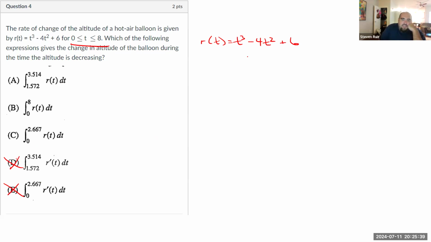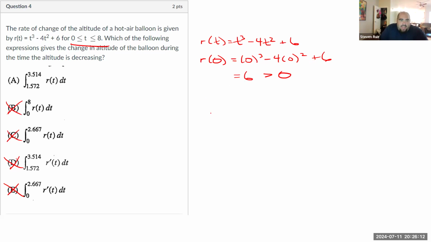So we have a cubic. Those are a little hard to solve, but we have multiple choices here, so let's go with that. What is r of 0? R of 0 is equal to 0 cubed minus 4 times 0 squared plus 6. So that's 6. That's a positive number. So I think at t equals 0, the altitude of this balloon is not decreasing. So for that reason, I think I can throw out B and C.